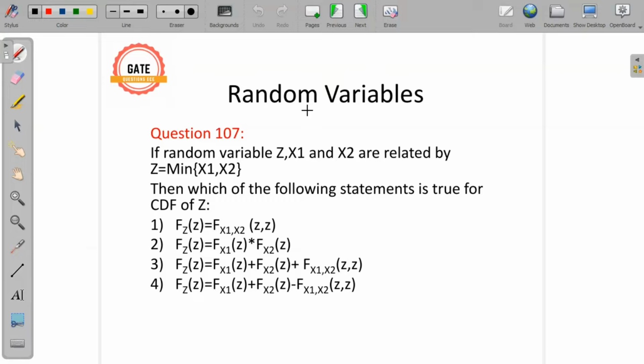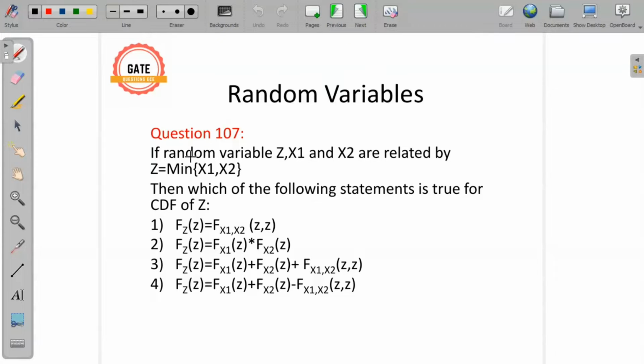I am back with the next question on random variable, and the question code is 107. If random variables Z, X1 and X2 are related by Z is equal to minimum among X1 and X2, then which of the following statements is true for the CDF of Z? So we will have to find out which of the following is true for the CDF of Z. What is the relation between the CDF of Z and the marginal or joint CDF of X1 and X2?